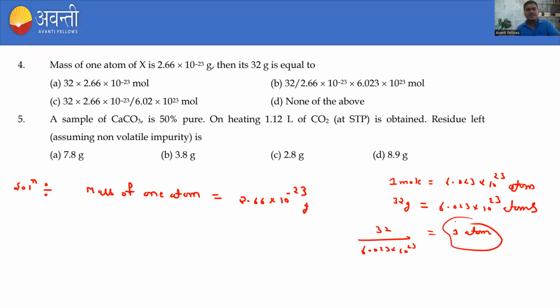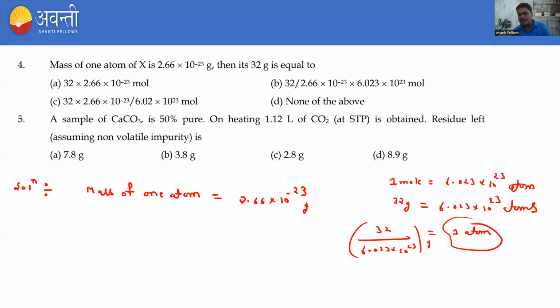So this data is already given. That is the mass of one atom. The mass of one atom is already given, then 32 gram is equal to what? So what is the value of 32 gram? If the mass of one atom is this, then 32 gram is equal to, again this thing only. So one atom has this much mass.